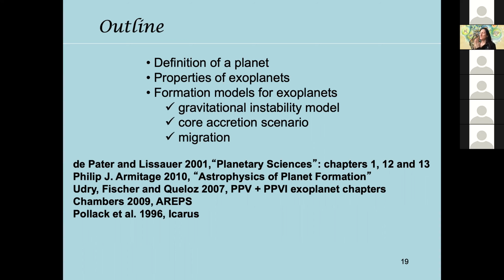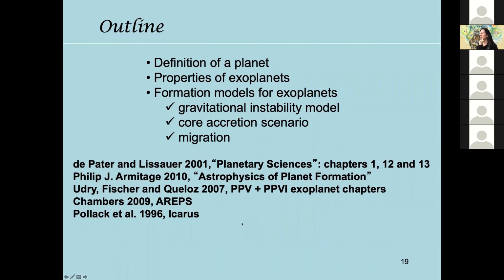So before adventuring into exoplanets, I would like to first define what a planet is, then review some of the main properties of exoplanets, and then we will go into the formation scenario.